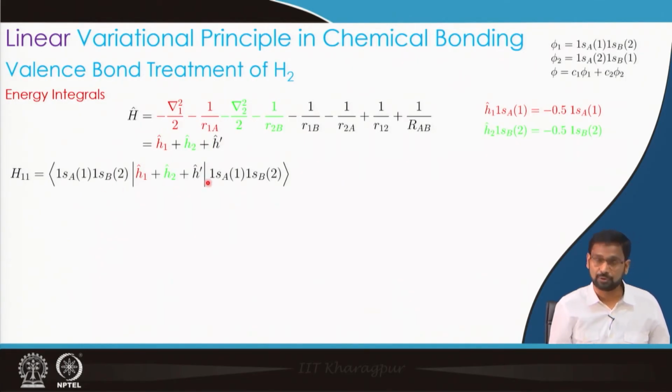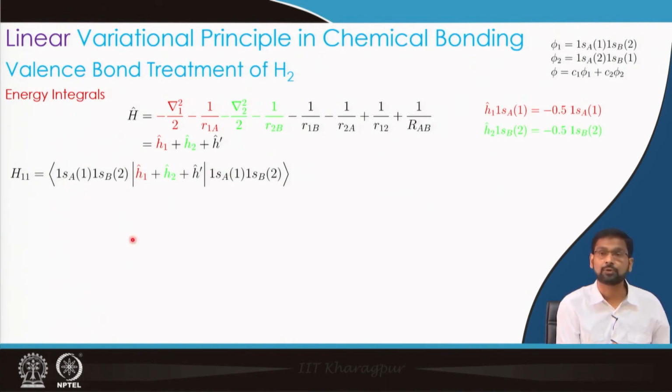Now, I have to evaluate this term. So, let us first look at this H1 operator. H1 operator, when it acts on this ket state on the right hand side, it sees that 1sa1 is an eigenfunction of this operator. So, when H1 acts on 1sa1, it gives me minus 0.5 1sa1, and in the bra I already have 1sa1.